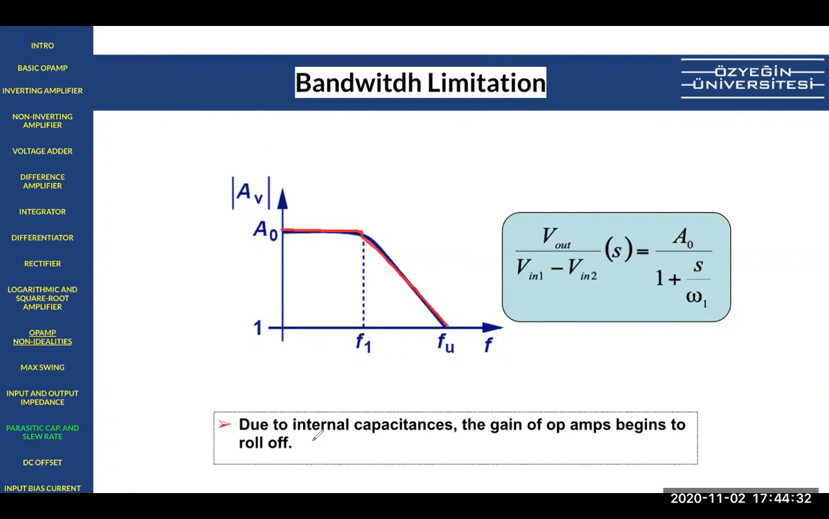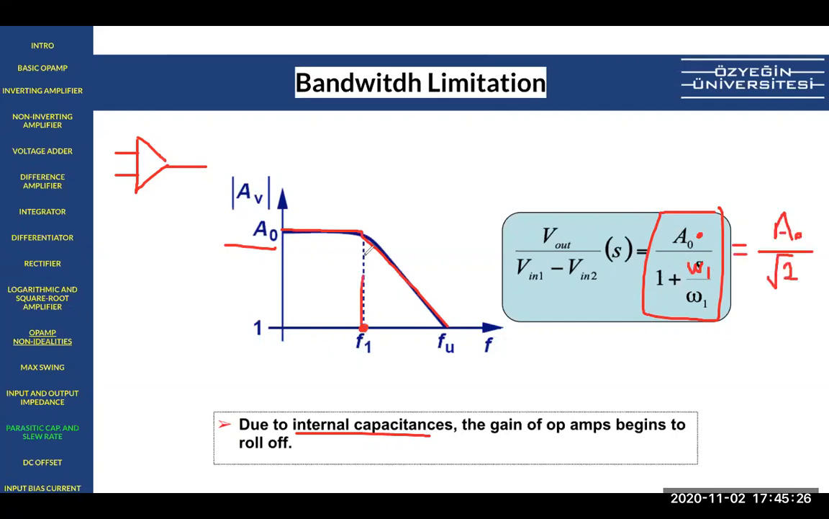And due to this, I mentioned internal capacitances. That's why this drop happens. And we define this characteristic with Laplace. Like, this is the DC gain of the Opamp, which we call A0, like in an open loop condition. At frequency omega 1, this becomes 1 plus j, magnitude-wise square root 2, and basically the 3 dB frequency.